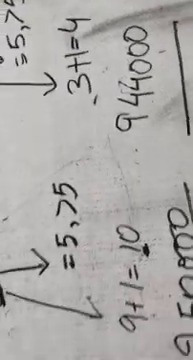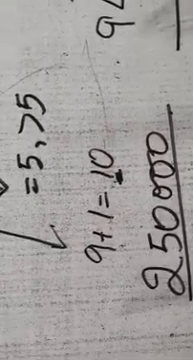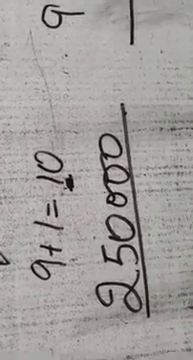Okay. This is how we round off numbers to nearest 10, 100 and thousands. Now we will see the exercise based on this topic.